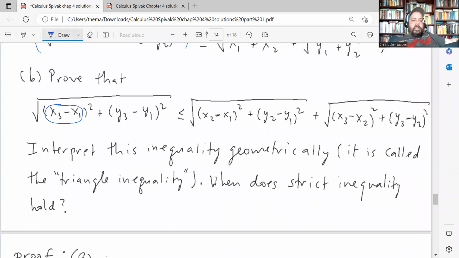So here, notice you have x3 minus x1. I can write that as x3 minus x2 plus x2 minus x1. Notice that it's like I'm adding 0, so it doesn't change the value. And I can do a similar thing here, right? I can write this as y3 minus y2 plus y2 minus y1. Again, it's like I'm adding 0, so it doesn't change the value.